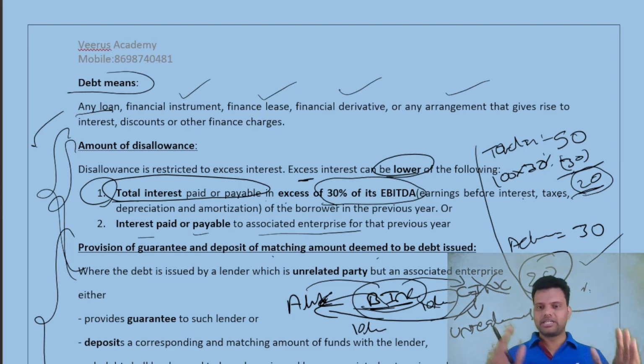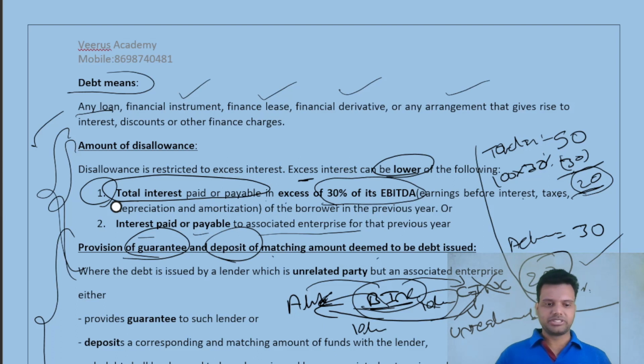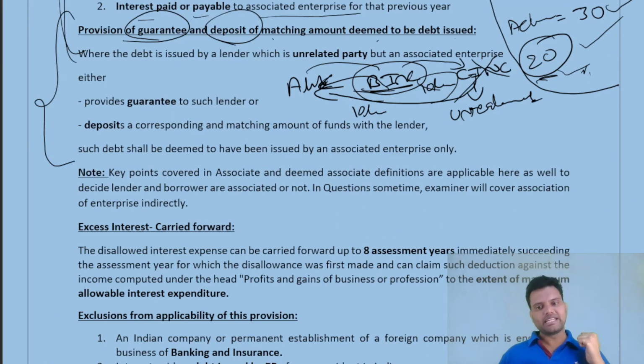Okay, I hope you understand this. On this topic we are going to solve one question, on this example only, guarantee and deposit. One examination question. Now I'm moving on to the next area. The next area is excess interest carried forward. What does this mean? We all know about business loss, right? Business loss can be carried forward up to the next 8 assessment years.